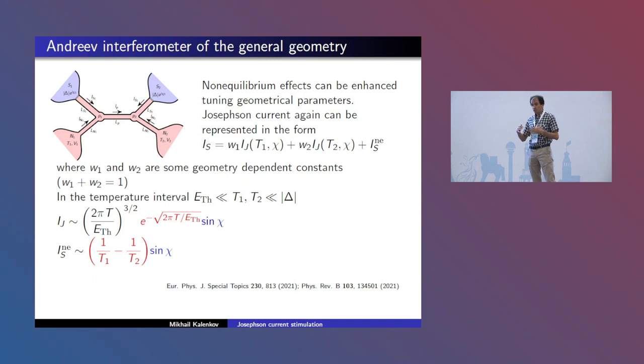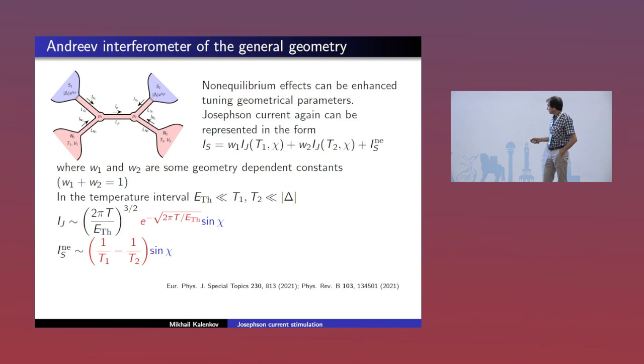Actually, we can generalize these results to the Andreev interferometer or the general geometry. And again, we can show that the total current flowing from one superconductor to another can be represented as a sum of the three terms. The first two terms are just a weighted sum of the equilibrium Josephson current evaluated at the temperatures T1 and T2. And the third term is essentially a non-equilibrium contribution.